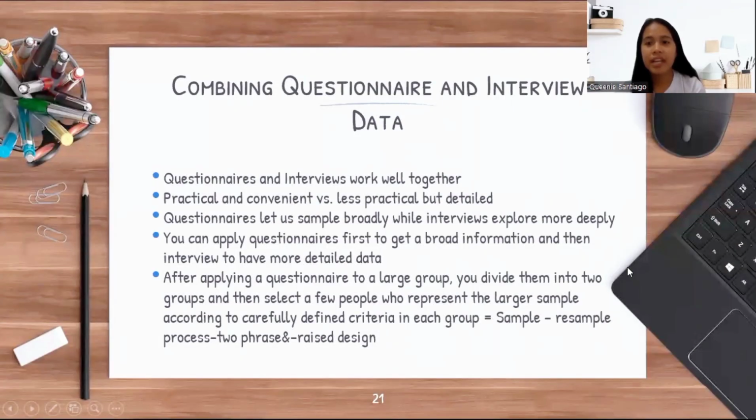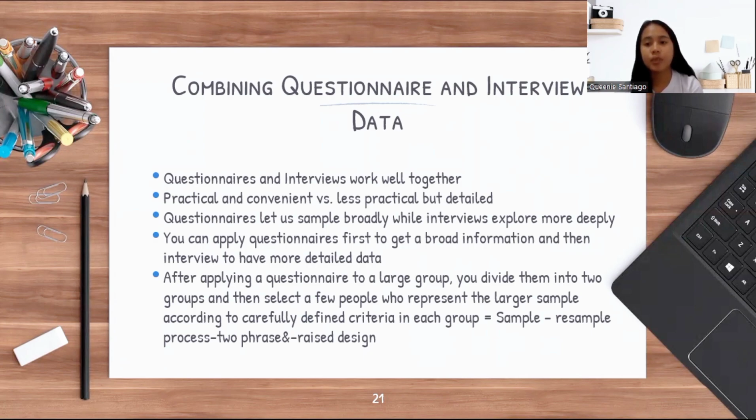Combining questionnaire and interview data. Questionnaires and interviews work well together: practical and convenient versus less practical but detailed. Questionnaires let us sample broadly while interviews explore more deeply. You can apply questionnaires first to get broad information and then interview to have more detailed data.